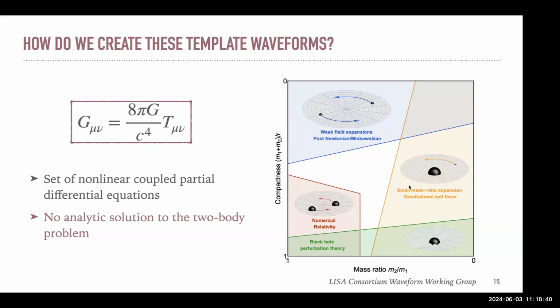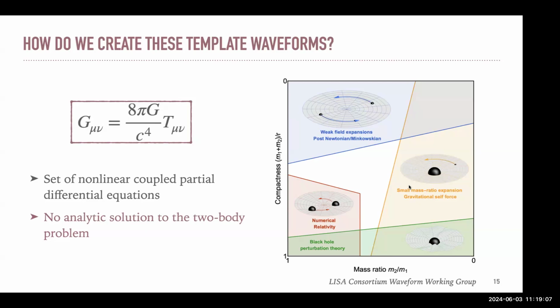And this diagram here, which you can find in the LISA Consortium Waveform Working Group white paper, which is a mouthful, but has finally been published and released, I would definitely recommend going and looking at. Based on the fact that it's the waveform white paper, you can tell that it's going to have a lot of the stuff that I'm talking about today. Waveforms with gravitational waves. Anyway, this figure is from that.